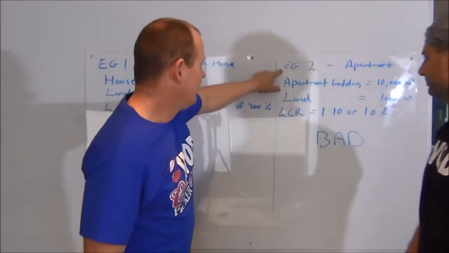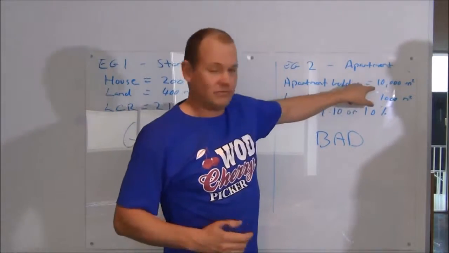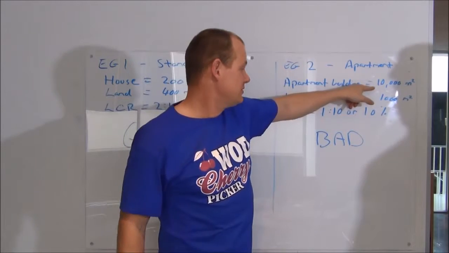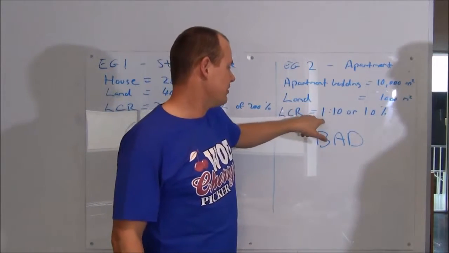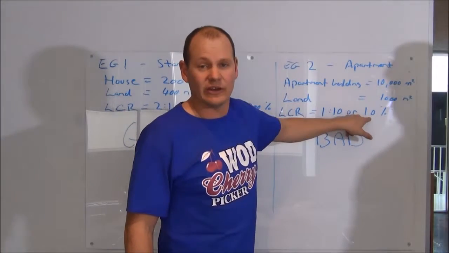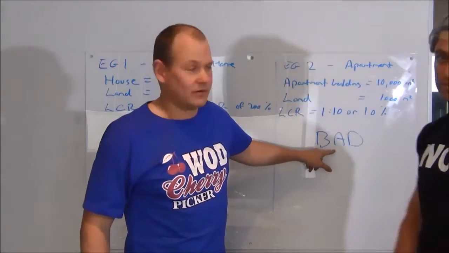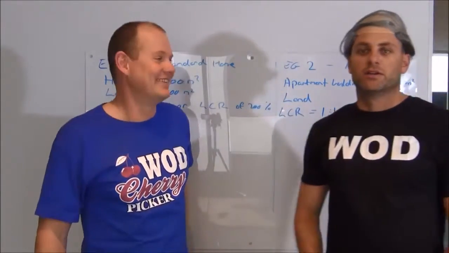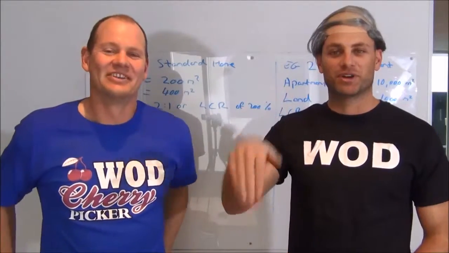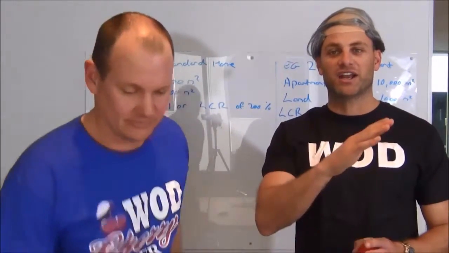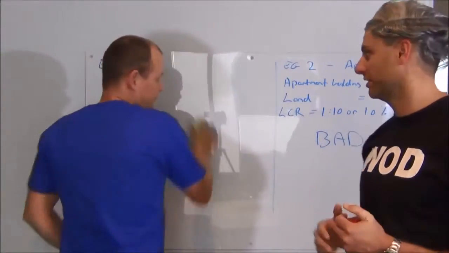Let's have a look at apartments as another example. So the apartment building, 10,000 square metres. The land, 1,000 square metres. Land content ratio is 1 to 10, or 10%. Bad, no good. So what's happening, guys? Your building's depreciating, your land's appreciating, and your building is what allows you to cover and pay for your land.